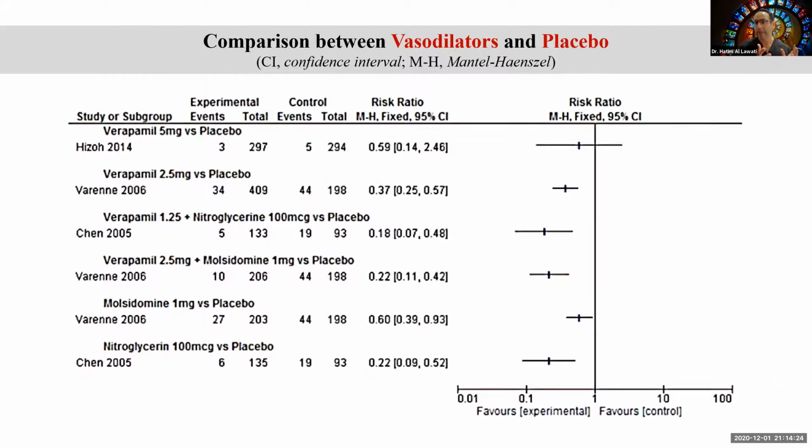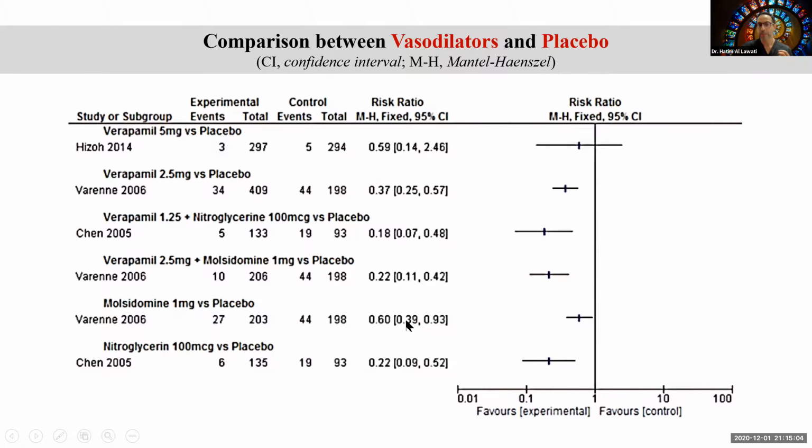One thing that is clear is that the use of vasodilators is better than using no vasodilators, except for the first study, which we'll come to in a moment. Verapamil at 2.5 milligrams was better than placebo. It resulted in a significant 63% relative reduction in the risk of spasm. A smaller dose of verapamil combined with nitroglycerin resulted in an even further reduction in radial artery spasm. Combining verapamil with molsidomine was better than placebo. Giving molsidomine or nitroglycerin alone was better than placebo.